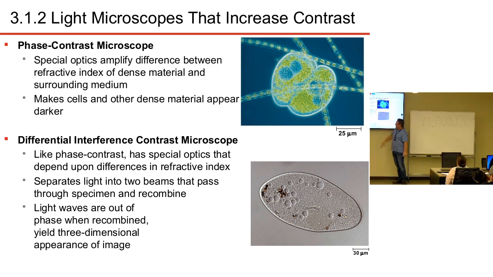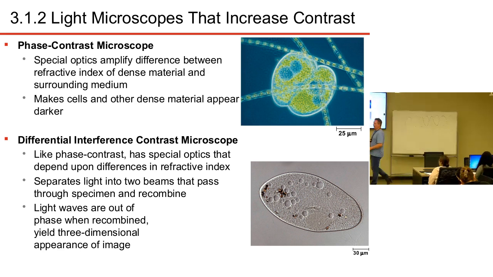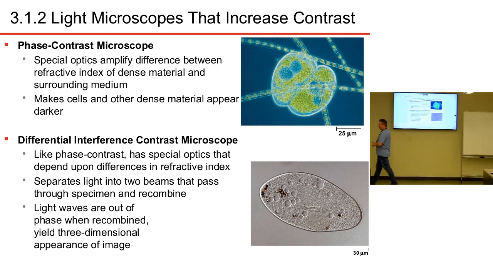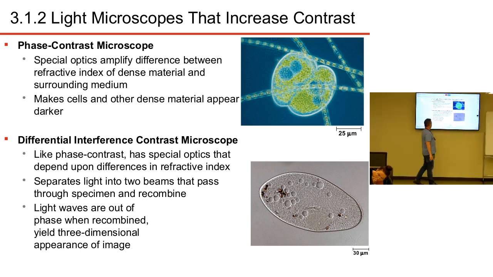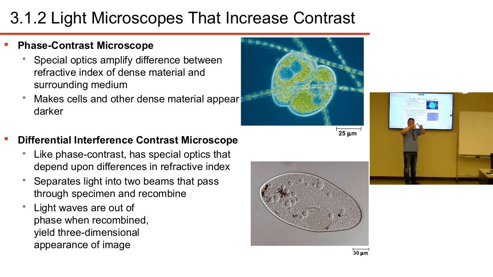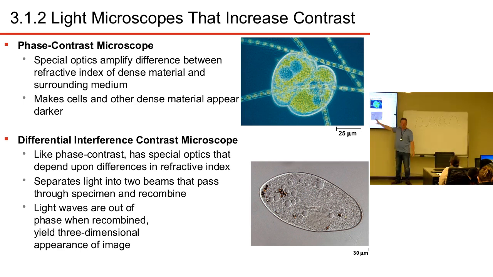The last one here is differential interference contrast, or DIC microscopes. These are going to be very similar to phase contrast, but they're going to have two light beams instead of just one. Those two light beams are going to go out at different angles, and then they're going to come back to the ocular in a way that it almost gives a three-dimensional appearance to the specimen that we're looking at.